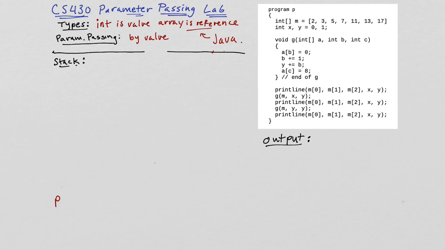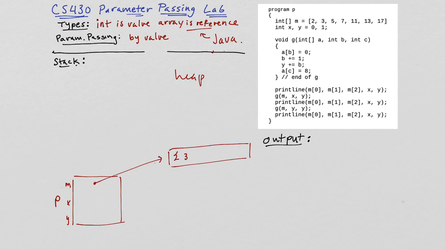Okay, so let's run P again. So we have slots for M, x, and y. And this time, m is a reference to the array in the heap. 2, 3, 5, 7, 11, 13, 17. And x is 0 and y is 1. And now we go ahead and print 2, 3, 5.